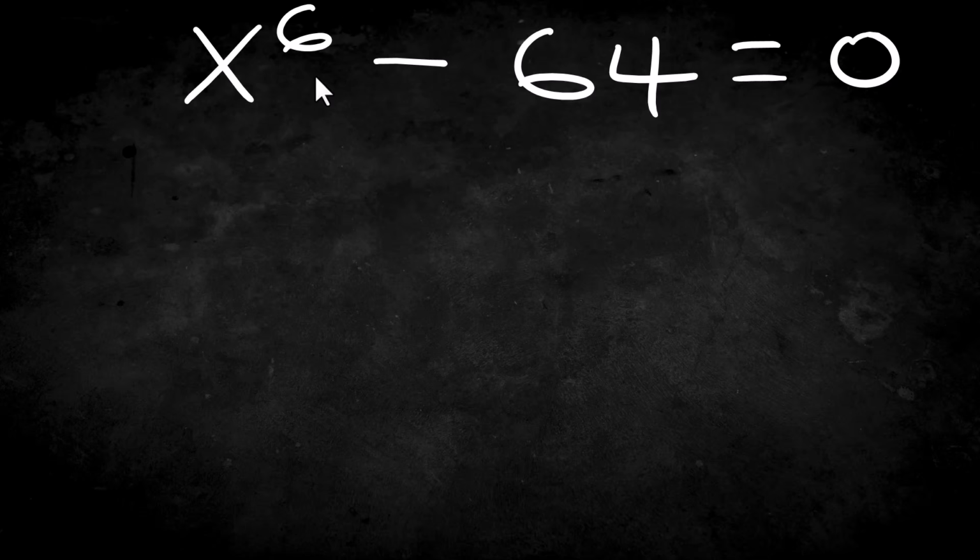Alright, let's provide the solution to this question, okay? So we have x raised to 6 minus 64 equals 0. So x raised to 6 means that we are expected to get 6 solutions, okay? Now let's get started.